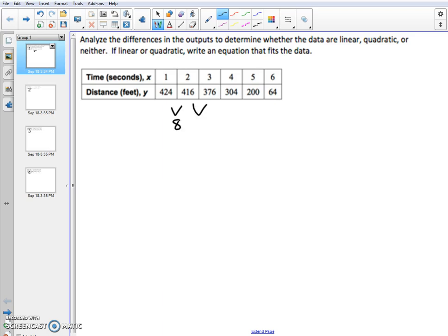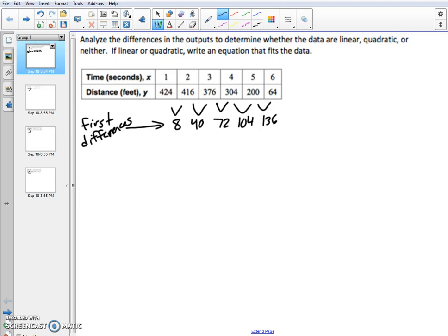When I do 416 minus 376, I get 40. 376 minus 304 is 72. 304 minus 200 is 104. And 200 minus 64 is 136. So this row here we call the first differences. If those first differences are all the same, we say that it's linear. Our first differences, of course, are not the same here, so I want to keep subtracting.